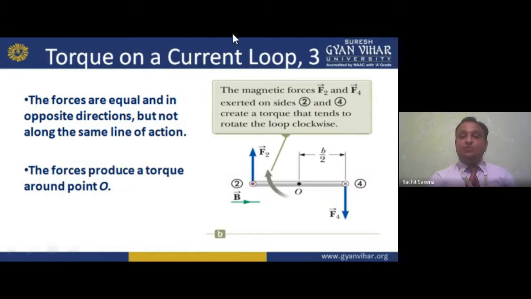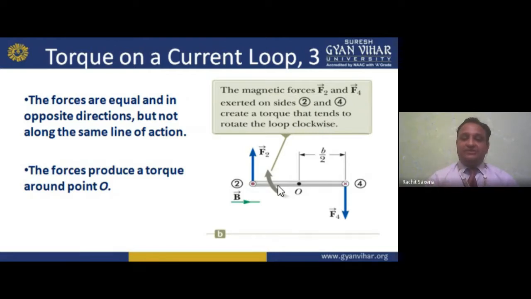So see here, my dear students, the magnetic forces F2 and F4 are exerted on sides 2 and 4. This one is out and this one is in. If the total width is B, then B by 2 is on each side. Now, a couple is created that tends to rotate the loop clockwise. One side is pushing here, another is pushing there, so there is a displacement. So torque acts on them and tries to rotate the loop in a clockwise direction. I hope you understand this.